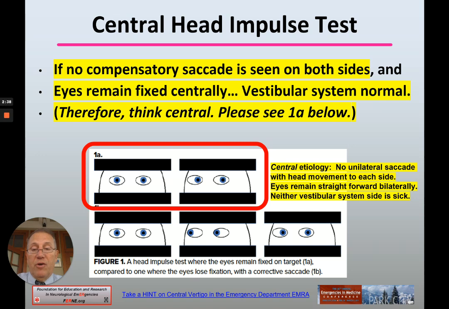This is a graphical representation of that head impulse test. You can see if there is a central etiology here in red, there is no unilateral saccade with head movement to each side. The eyes remain straight forward bilaterally. Neither vestibular system is sick. So if the vestibular systems are normal, think central etiology.